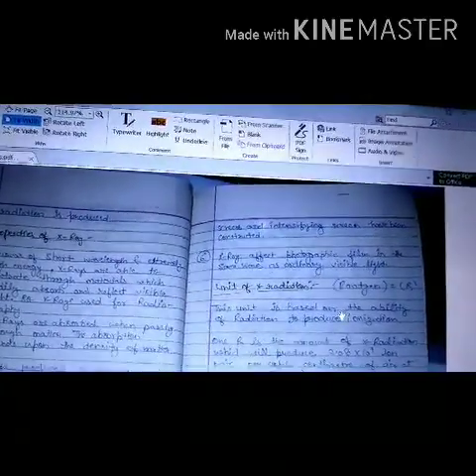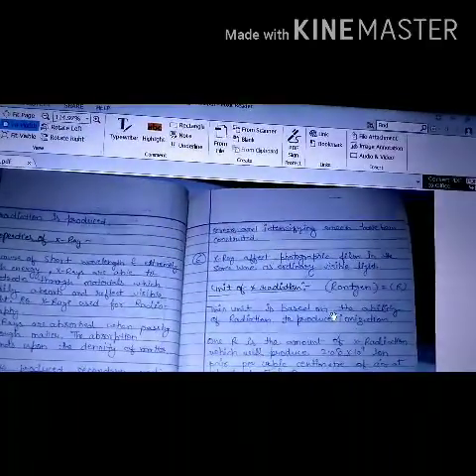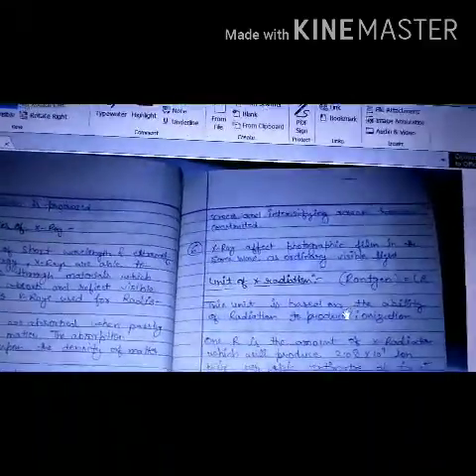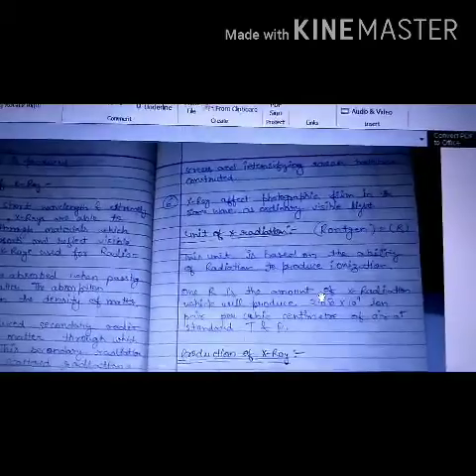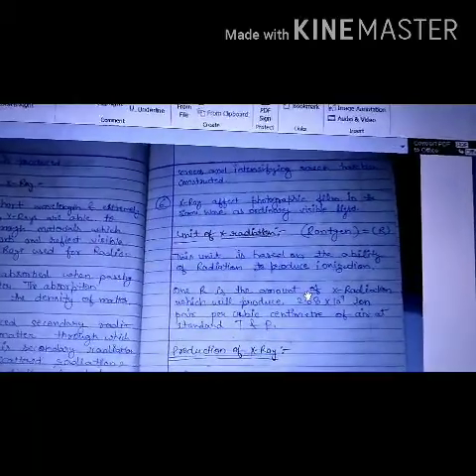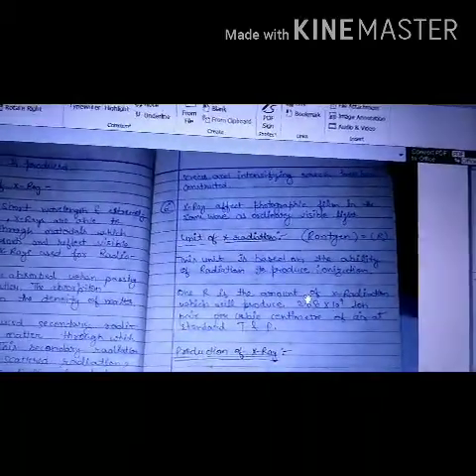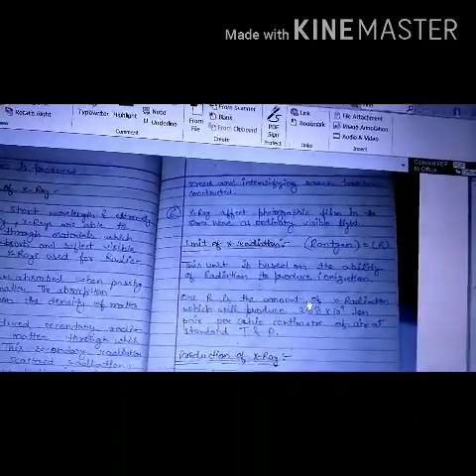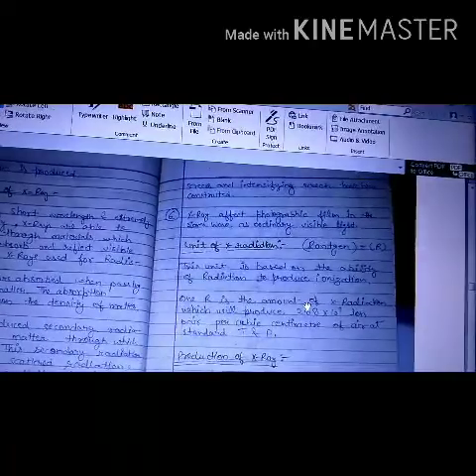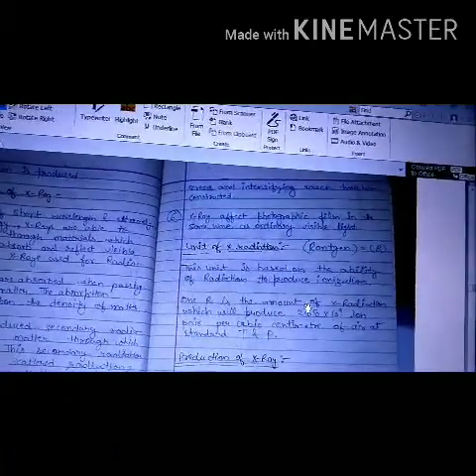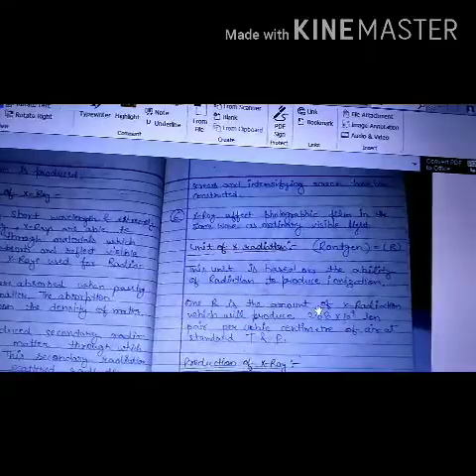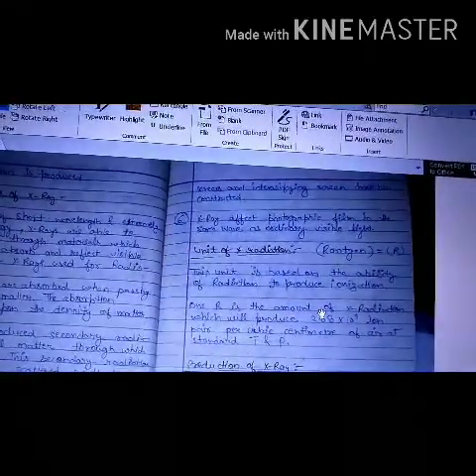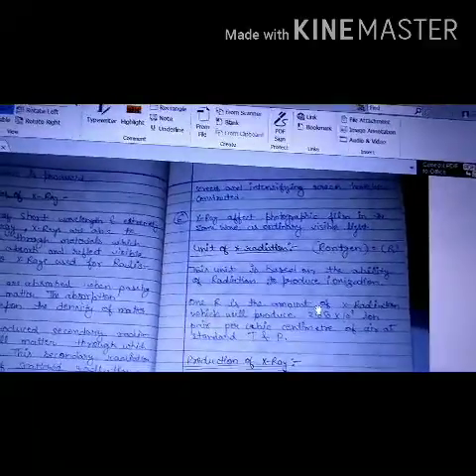Now the unit of radiation, okay, it is Roentgen, or its symbol is R. Now this unit is based on the ability of radiation to produce ionization, that is, how much ionization it can produce in a particular material. 1 R is the amount of radiation which will produce 2.08 into 10 to the power 9 ion pairs per cubic centimeter of air at standard temperature and pressure.